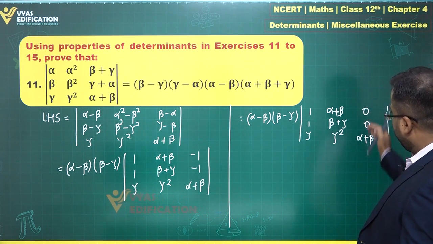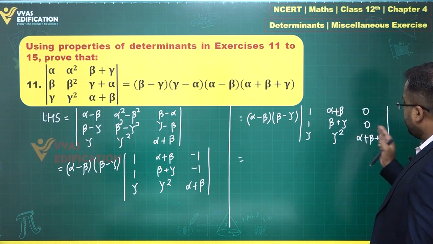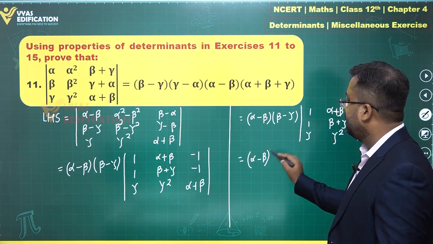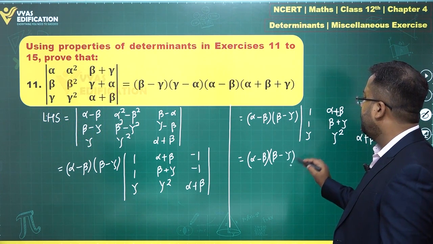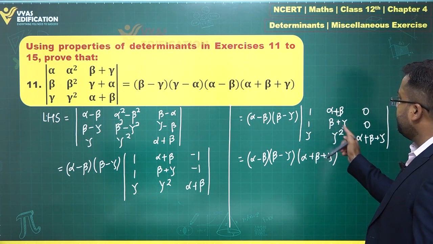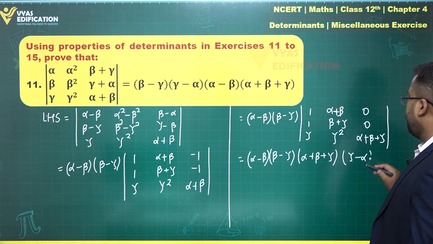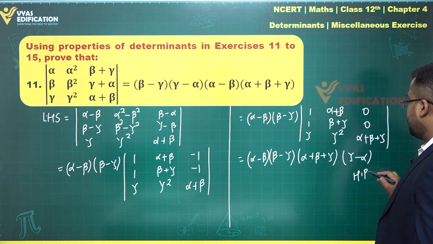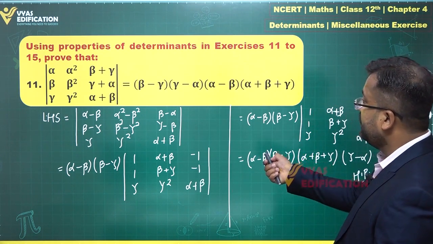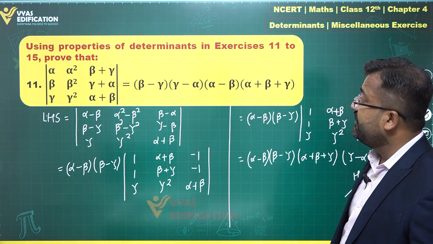And now I can expand along this column, 0, 0, alpha plus beta plus gamma times this minus this is what I'll get. Alpha plus beta plus gamma times this minus this, beta plus gamma minus alpha minus beta. What will that be? Gamma minus alpha. And that is my RHS. That's a complete proof of this question over here. Using properties, we have proved this 11th one, as you can see behind me. Is that all? Yes, that's all that you have in this question.